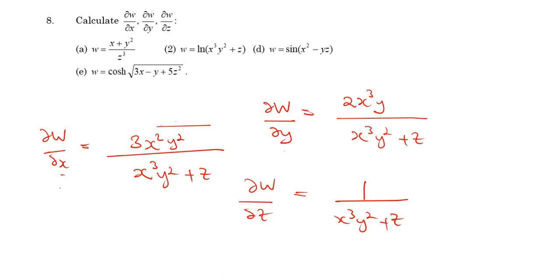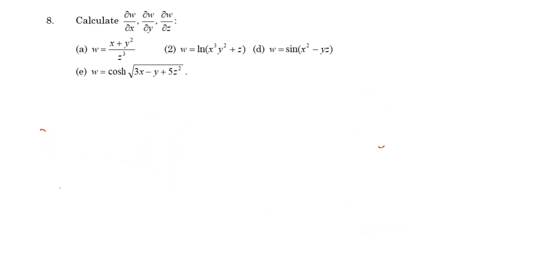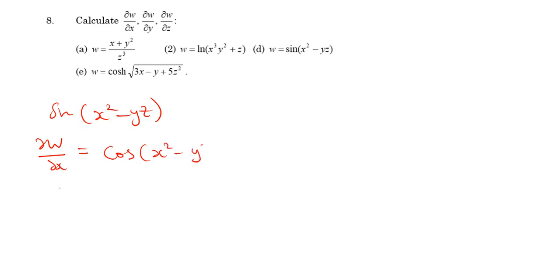Next, we just have sine. So you have sine of x squared minus yz, like that. Let us find the partials for this one. Partial of w, partial of x, what is this going to be? You use chain rule, differentiate the whole function. Differentiating sine, I get cosine. So this is going to be cosine, then I write whatever is there, which is just x squared minus yz.